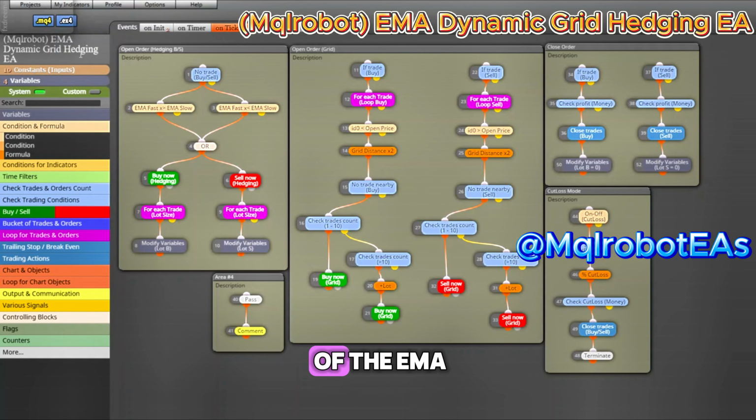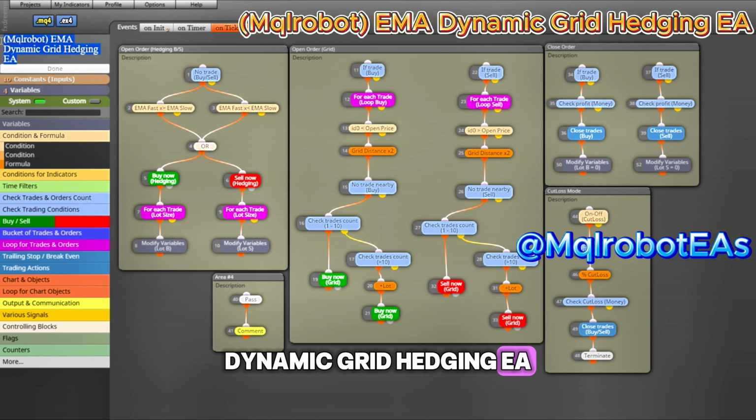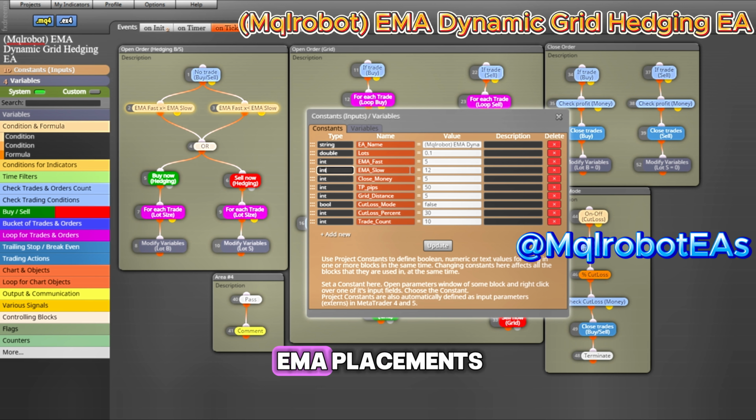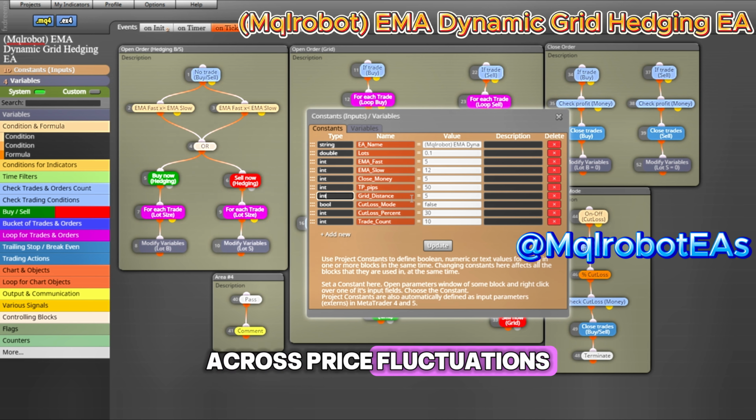Welcome to this overview of the EMA Dynamic Grid Hedging EA created using the no-code FXdreema platform. This expert advisor combines EMA, Exponential Moving Average, filters with a dynamic grid hedging strategy. The goal is to follow the trend via EMA placements while using a grid of hedged orders to manage risk and capture profit across price fluctuations.